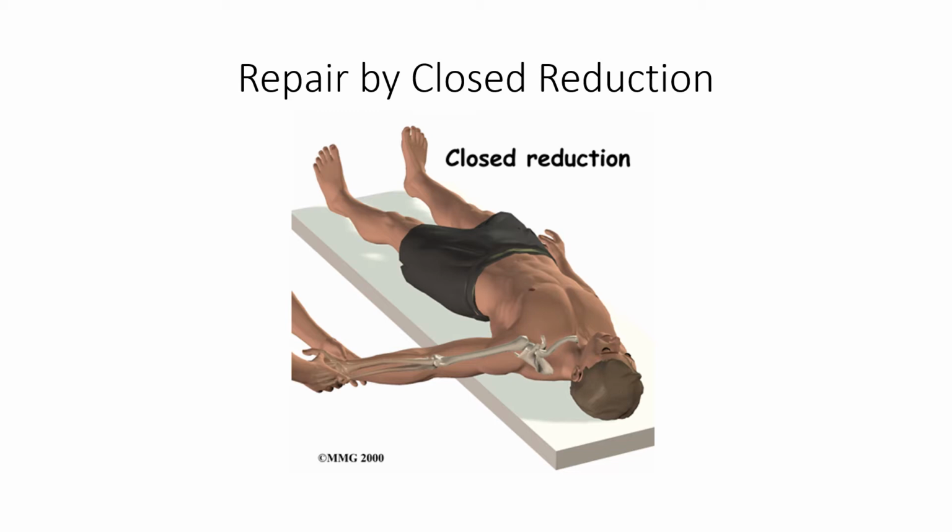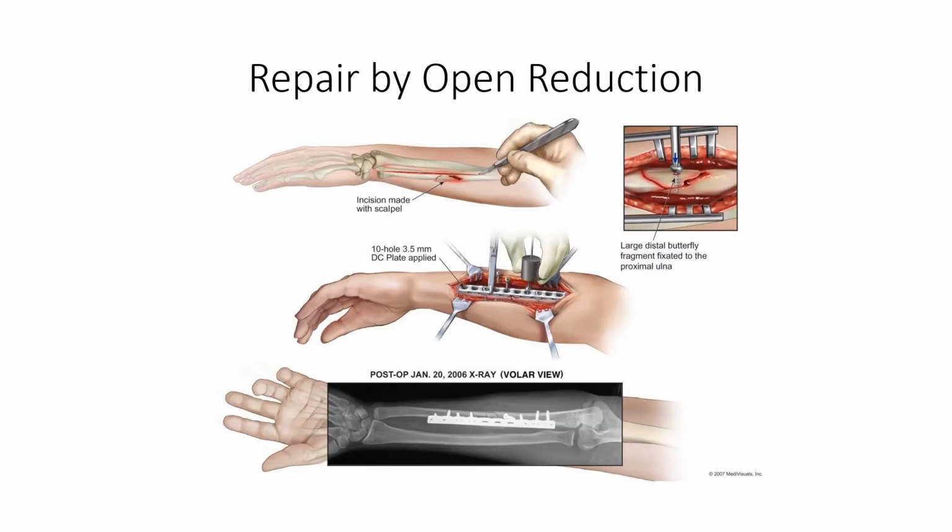Let's talk about ways to heal a fracture. Fractures may be set and repaired by closed reduction, which means that the bones are manually put back together. Or bones may be set by what's called open reduction. And again, here the bone is exposed and may be set with pins.